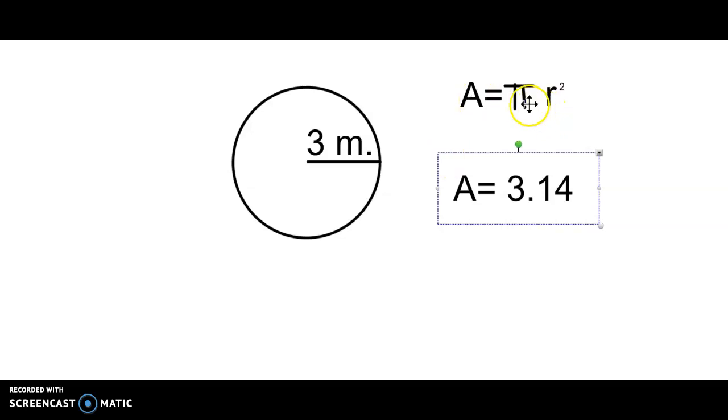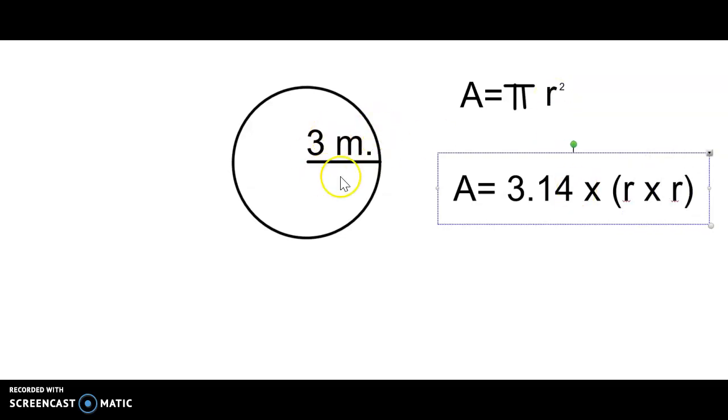When we see that there is no symbol here, it's just a symbol next to a letter, that means we're going to multiply them. I'm going to put my multiplication symbol there. And pi times, what does r squared mean? It means it's going to be the radius times the radius. And we're going to do that first because we know that in the order of operations, we do exponents first. So I'm going to put that in parentheses, radius times radius.